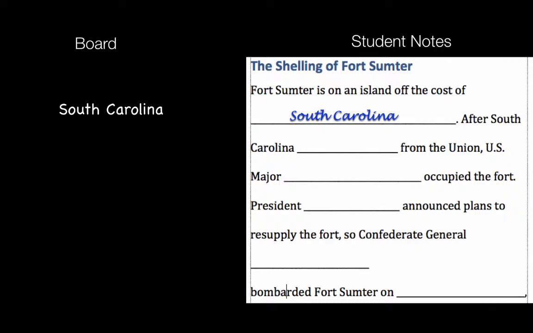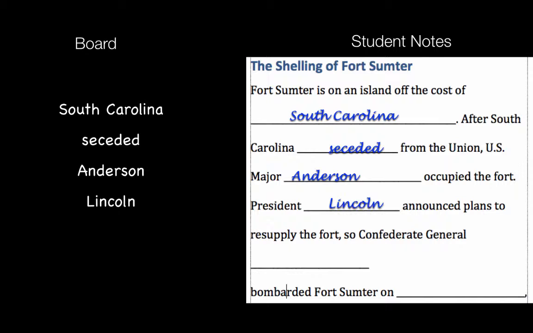After South Carolina voted to secede from the Union, we had the U.S. Major, the leader of the United States forces, Major Anderson. And Major Anderson occupied that unfinished fort in December of 1860. And this caused a standoff with the state's militia forces. So when the new president, Abraham Lincoln, announced plans to resupply that fort, then the Confederate General Beauregard bombarded Fort Sumter. This was on April 12, 1861.